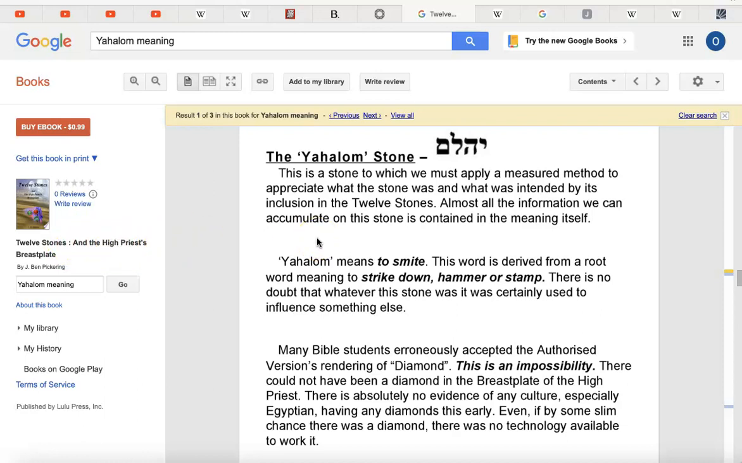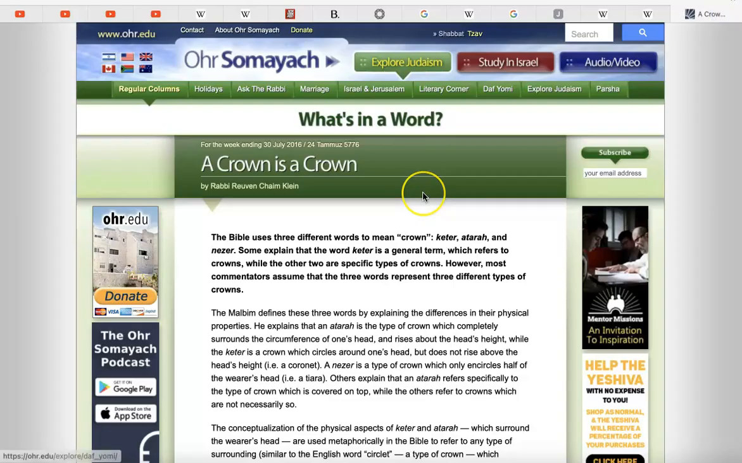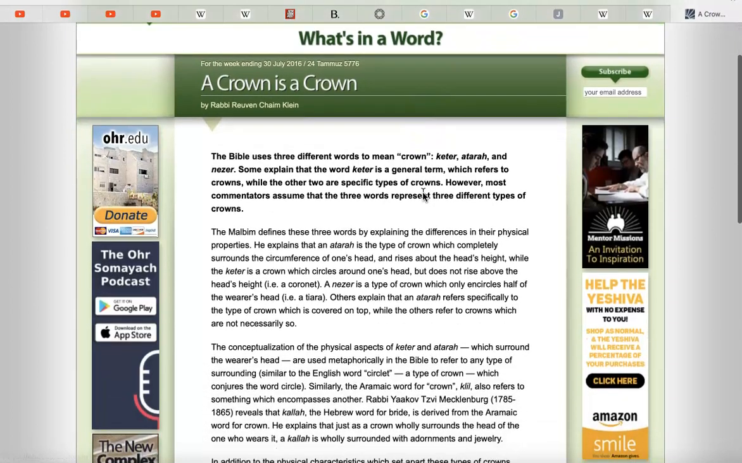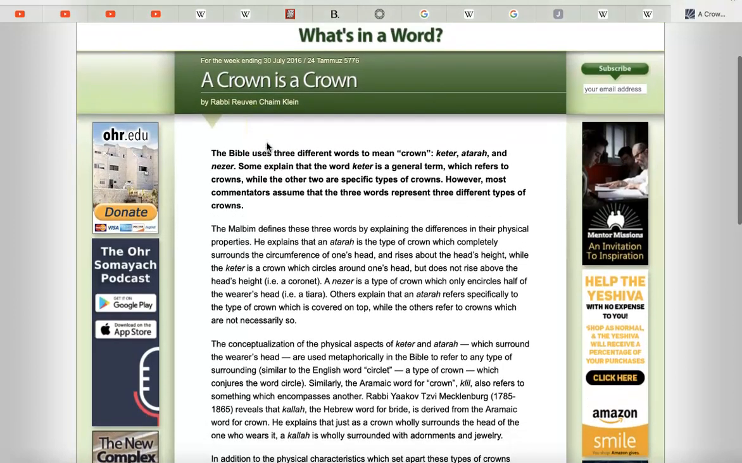Okay. How did I get to crowned from all of this? Well, okay, there's 7 of these letters that received 3 tags. Okay, then there's this. I found this, and this is again another page related to Judaism and interpreting or explaining stuff. And I guess this is written by a rabbi. A crown is a crown.